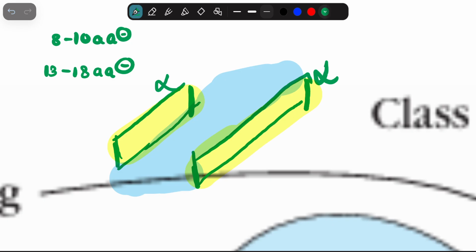In the next class, we are going to see how the antigens are presented through the class 1 and class 2 molecules and what are the endogenous and exogenous pathways through which these antigens are presented. In the upcoming videos, we are going to cover the two pathways one by one.